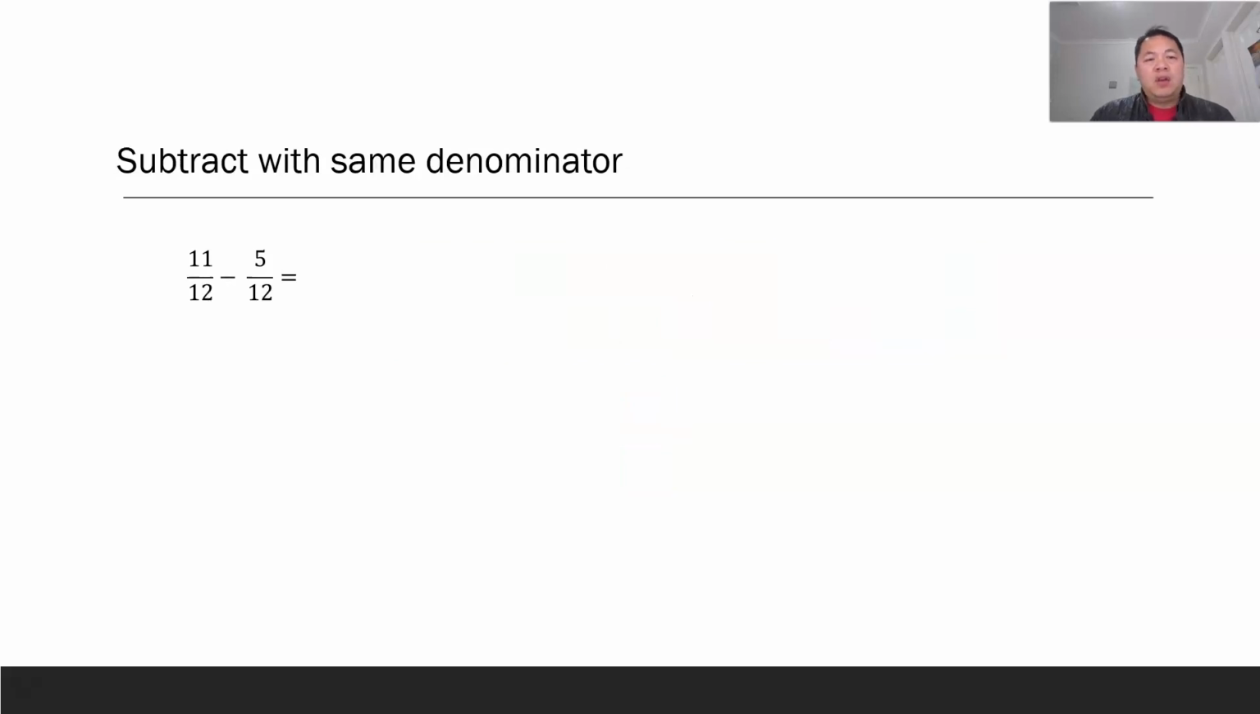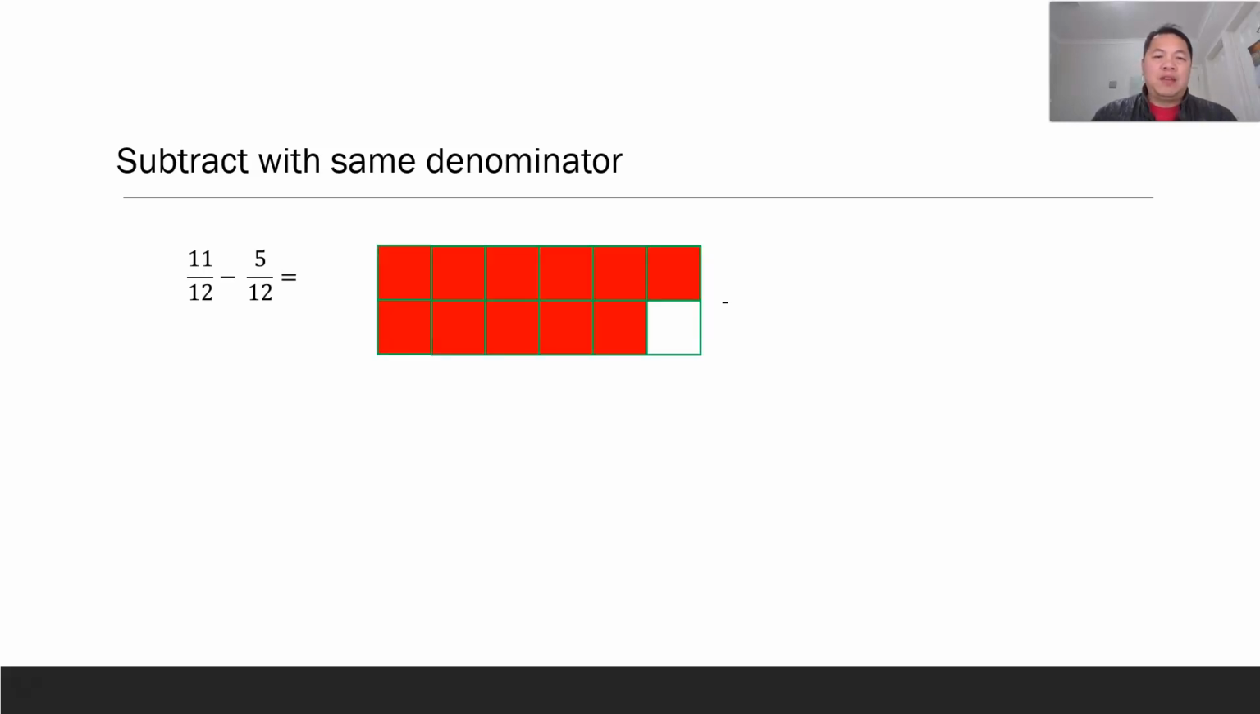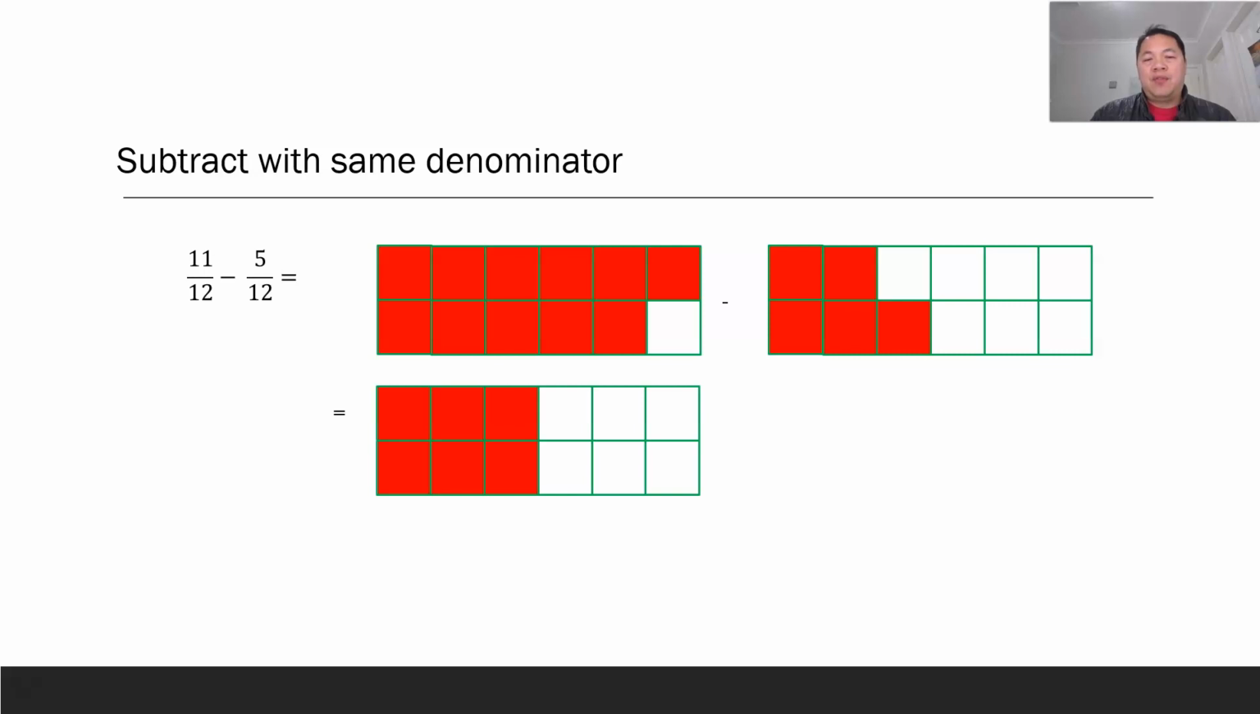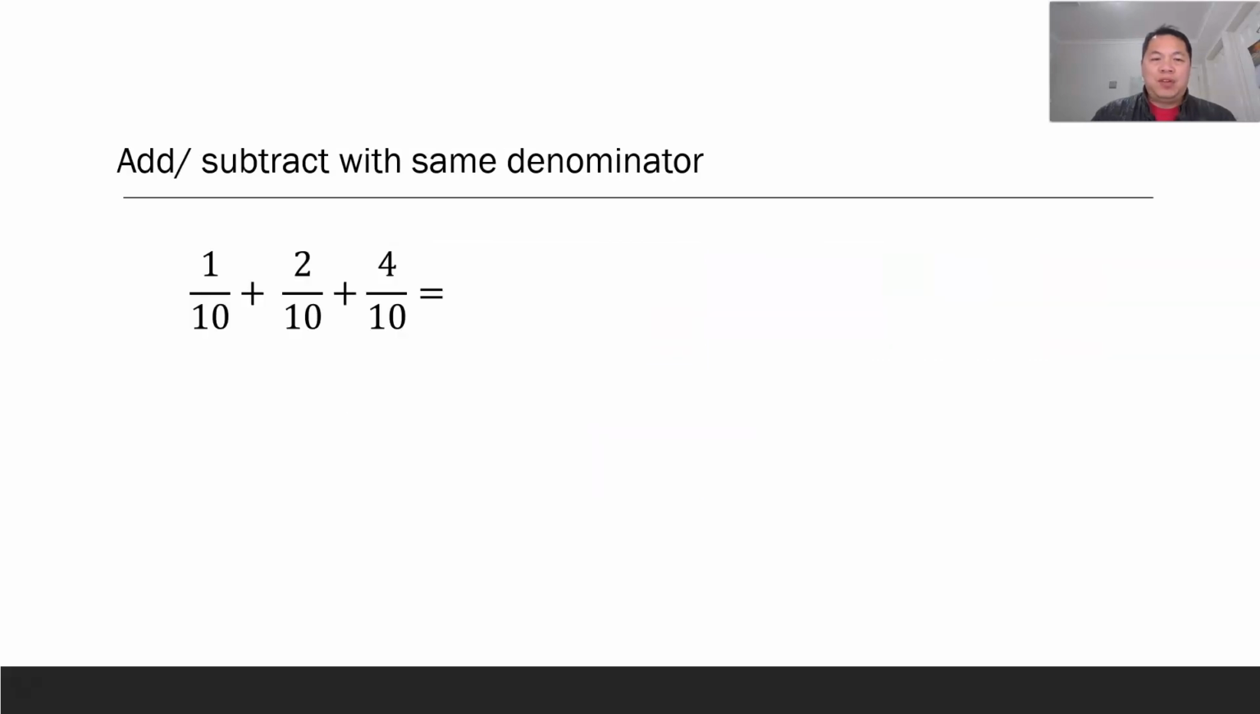Okay, let's see another one. What happens when we have 11/12 minus 5/12? Again, we want to make sure that we have the same denominator. Okay, that's good. 11/12 minus 5/12. So 11 minus 5, we are only left with 6. So it's actually 6/12. Quite easy to understand, isn't it? Okay, let's move on to the next one.